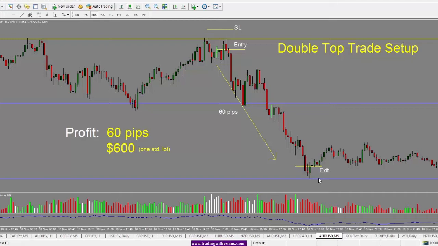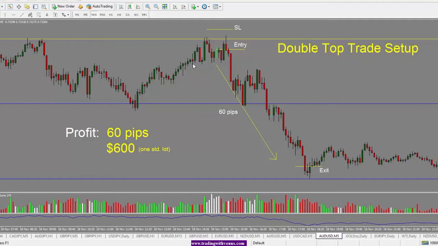And generally, just from a pivot point perspective, we don't see moves beyond S2 normally. So that's another thing to keep in mind, that if the price is at S2 and starts to hold above that, it may be time to exit the trade. In this trade, from entry to exit, we have 60 pips. So our profit is 60 pips or $600 if trading one standard lot.